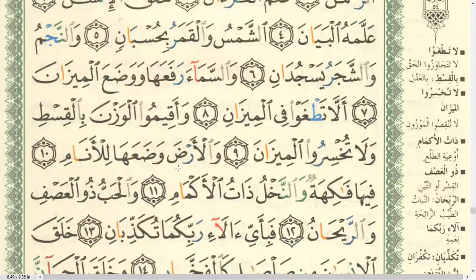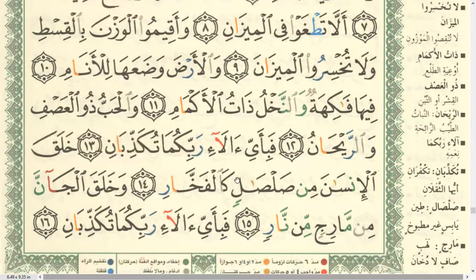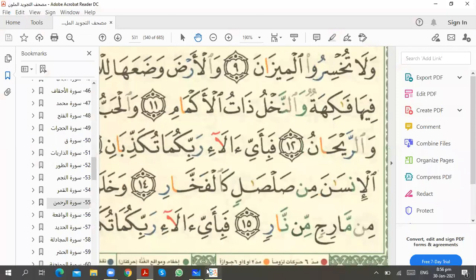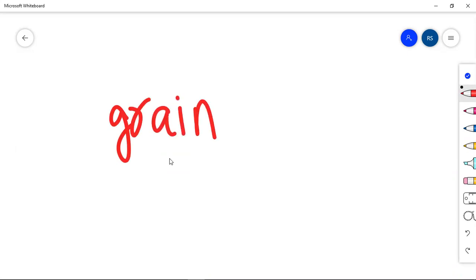Wal-ard, and the earth. Wadaaha, he laid it, he put it, lil-anaam, for the creation. And the most beneficent put the earth for the creatures. Fiha, in it. Faakihatun, fruit. Wan-nakhlu, and the date palm. Zatul-akmam, having shades. Walhabu, and the grain. So Miss Amin Abdi was asking me to write it. Walhabu. Hab means grain. Walhabu zul asfi wal rayhan.